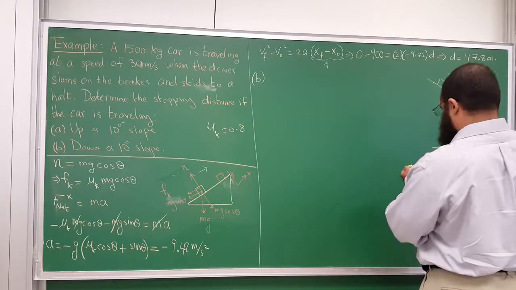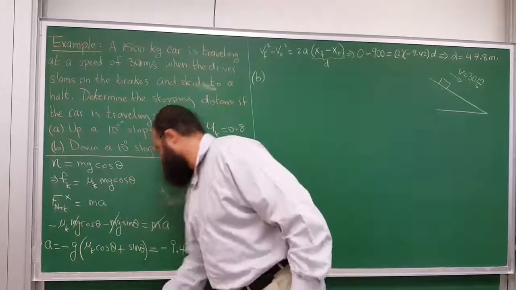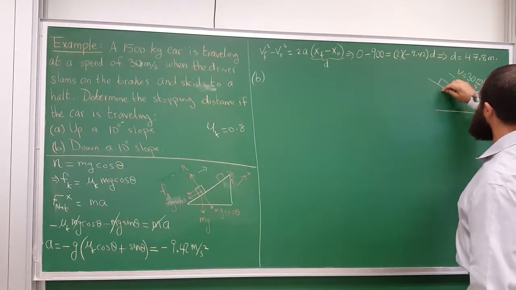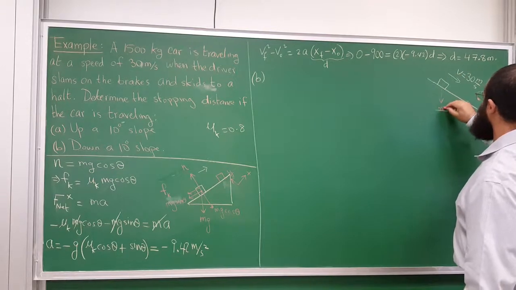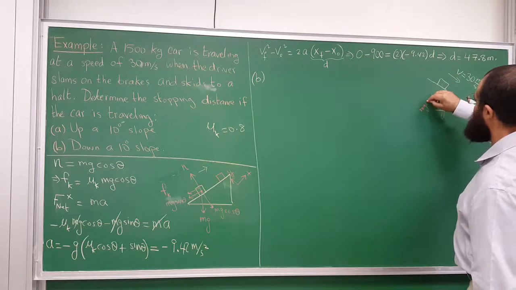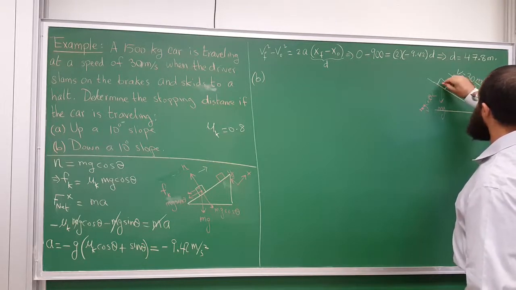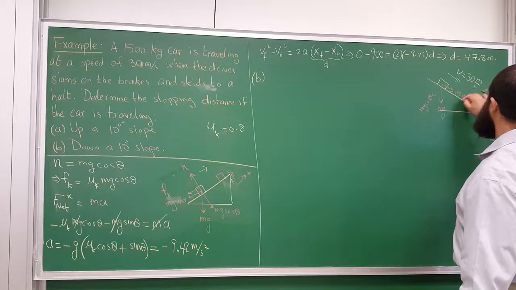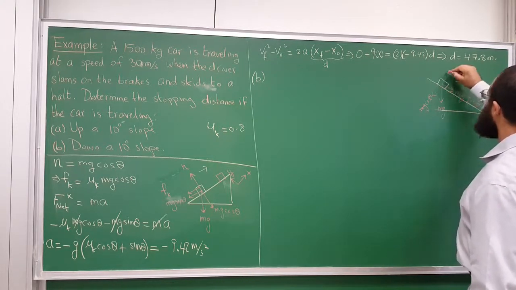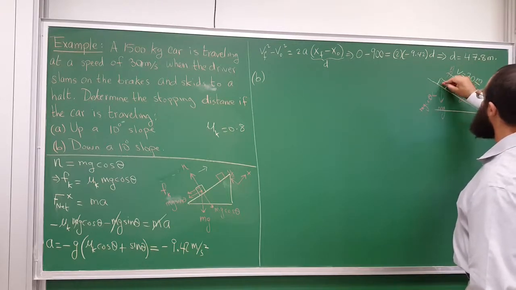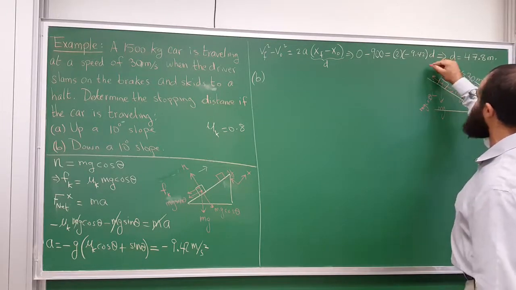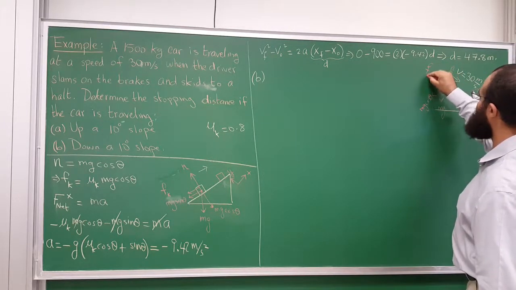So, what are the forces involved? Well, if the car is moving downward, first of all you got mg, and mg breaks down into an mg cosine theta, and then mg sine theta this way. There is of course the normal force, and then there is the force of friction, and it's up the incline, because if you're sliding down the incline, the force of friction will oppose the motion, and it's up the incline.